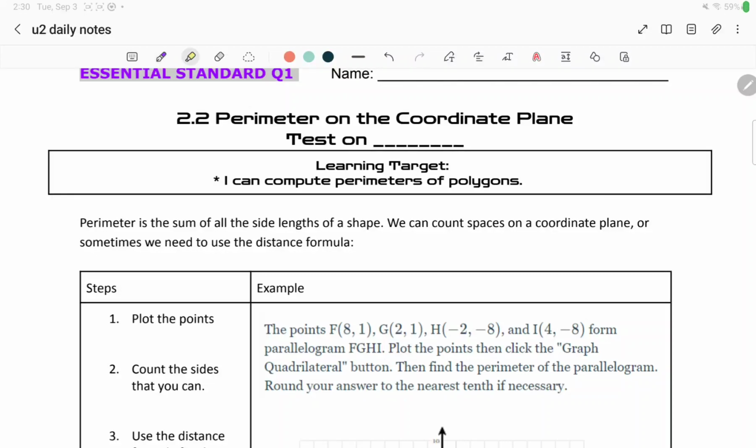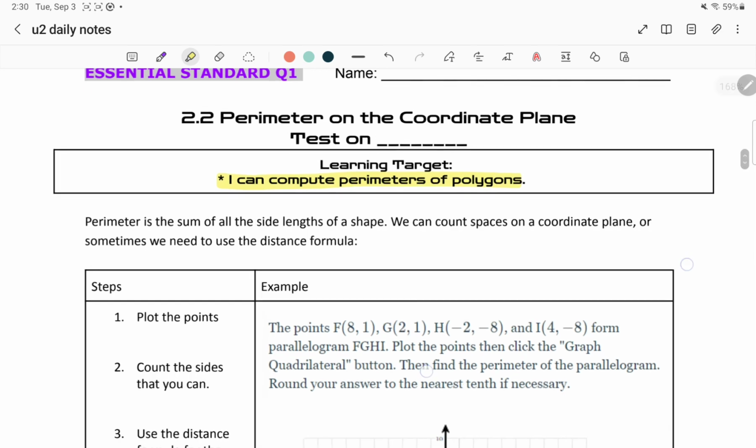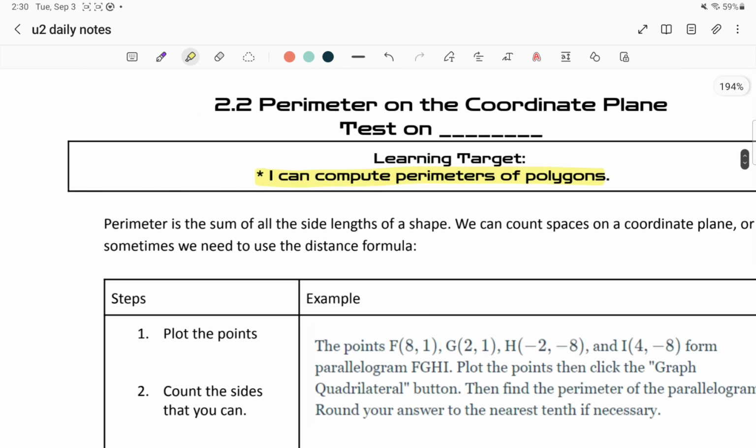So we're going to do 2.2. This is perimeter on the coordinate plane. So my learning target is I can compute perimeters of polygons. We need to remember what perimeter is. We've been doing perimeter probably for a really, really long time. Maybe it's just we've had quite a break.